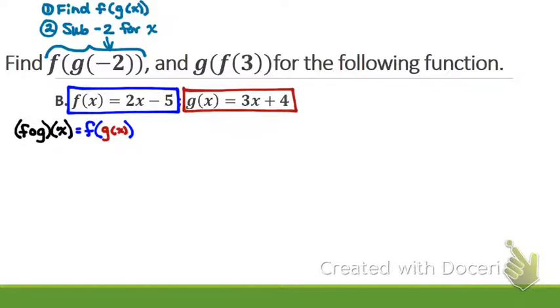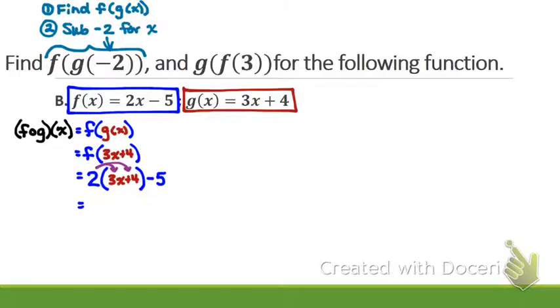What is my function g of x? 3x plus 4. So that's what I'm going to be putting in the place of x in that function f. So my function f has a 2 right after the equal sign. Then I'm going to make my substitution. So this is where I put the 3x plus 4. And then it's minus 5. What do I need to do to this? Distribute. So I'm going to distribute my 2.